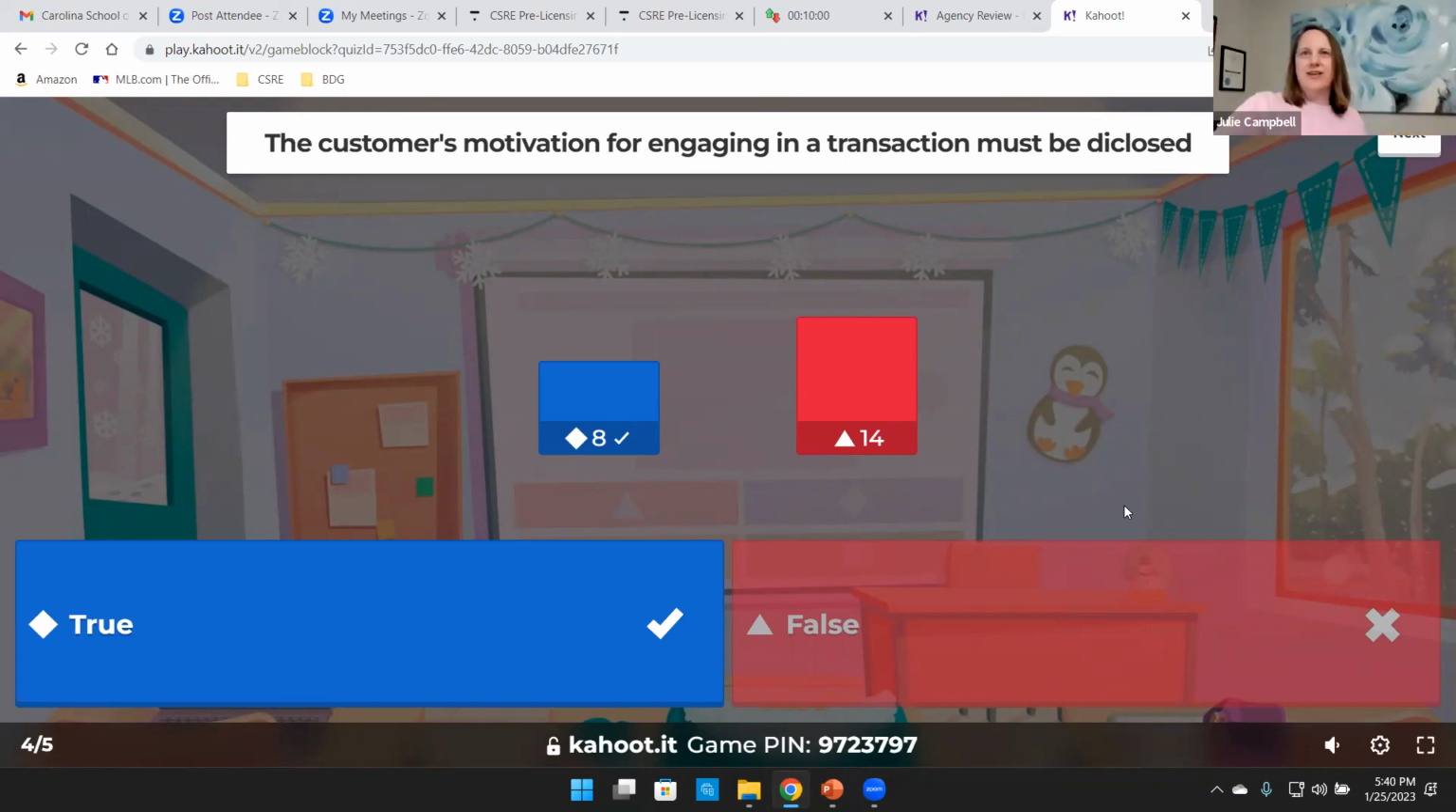Everybody good? That confuses too much. Julie, I'm sorry. Yeah. So is this true? Did you say this was an error or? Nope, it's true. Okay. Yep, because we just tell our client everything about our customer. We tell our customer, that's the key word right there. If this was a client, then we're not going to disclose their motivation. Yep.